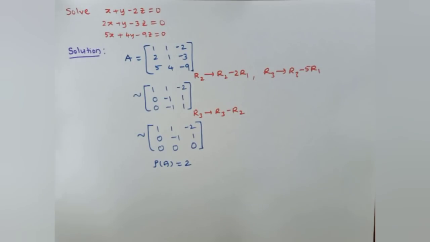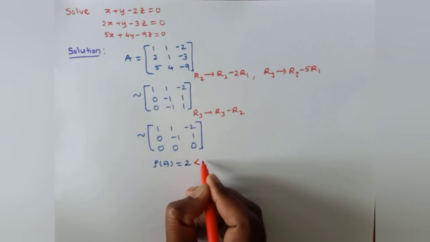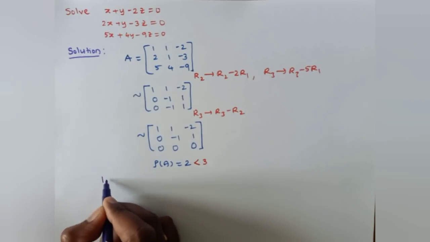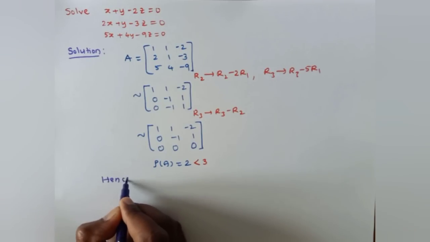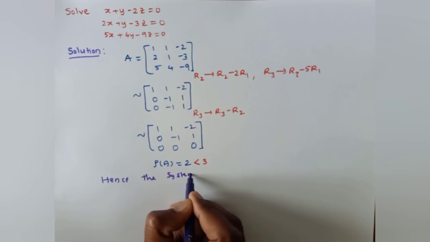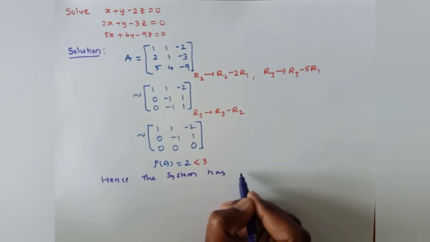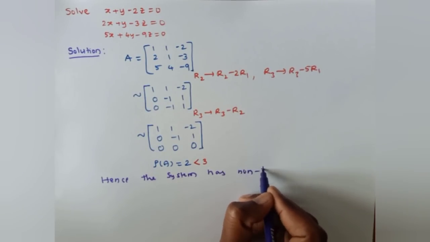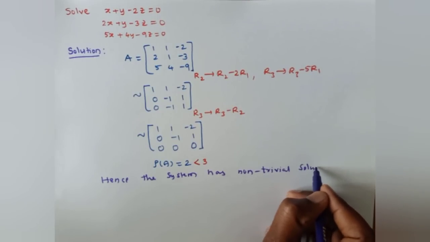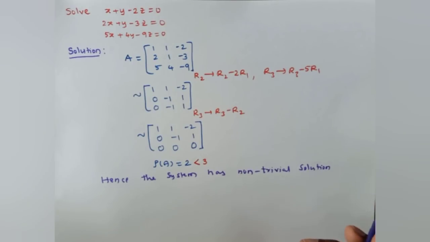So the rank of A is equal to 2, which is less than the number of variables present in the system. So rank of A is less than 3. Therefore the system has a non-trivial solution. Non-trivial means an infinite number of solutions.